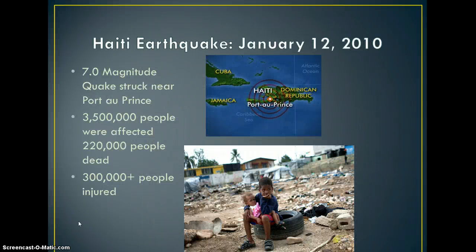So now we're going to look at the Haiti earthquake, which happened January 12, 2010. There was a 7.0 magnitude quake that struck near Port-au-Prince. Unfortunately, 3,500,000 people were affected by the quake, and 4,000 schools were damaged or destroyed. Nearly 220,000 people are estimated to have died, with over 300,000 people injured.